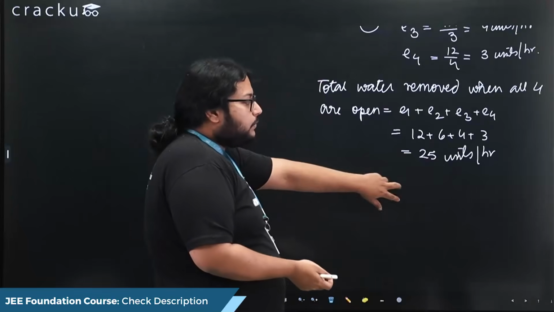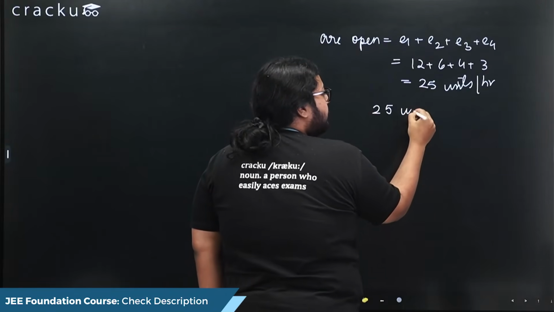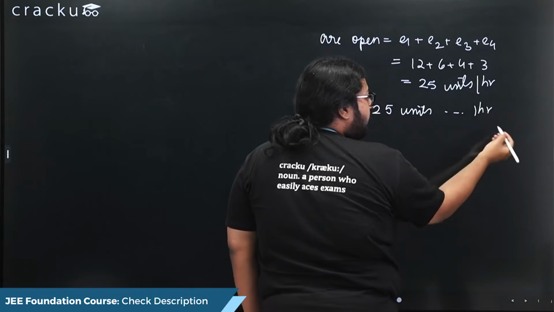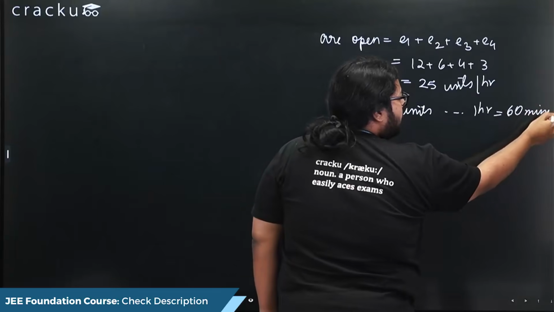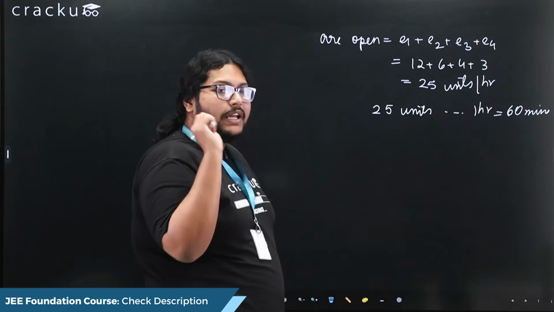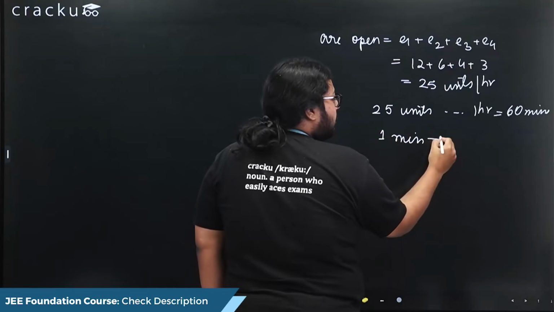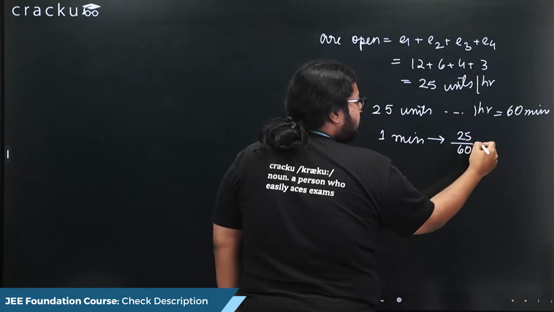So 25 units in 1 hour, right? 1 hour is 60 minutes. So how much is removed in 1 minute? In 1 minute, they are removing 25 by 60 units.